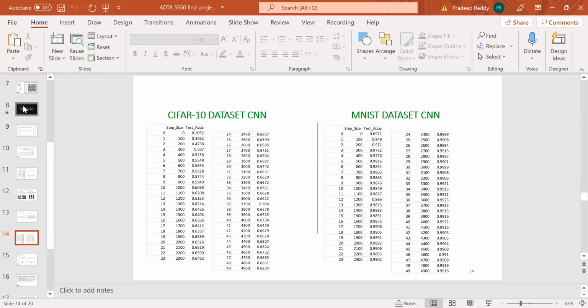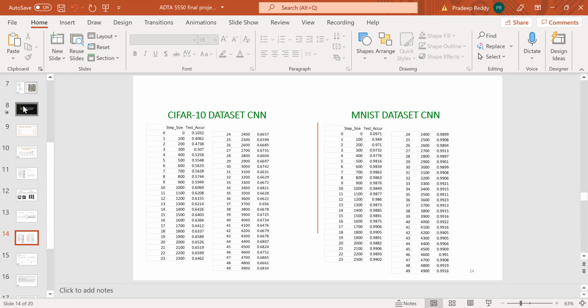There is a drastic difference in accuracy in the first 10 steps in the MNIST dataset. From step 10 to 49, it increased from 60% to 68% in the CIFAR-10 dataset, whereas it went from 98% to 99% in the MNIST dataset. We can see there is only a little change in the MNIST dataset compared to the CIFAR-10 dataset. This is due to the size of the input image, which is comparably bigger for CIFAR-10 than for the MNIST dataset.